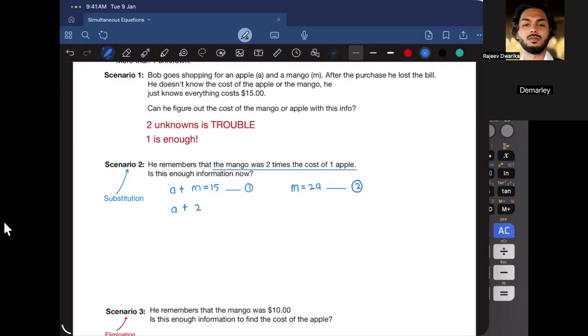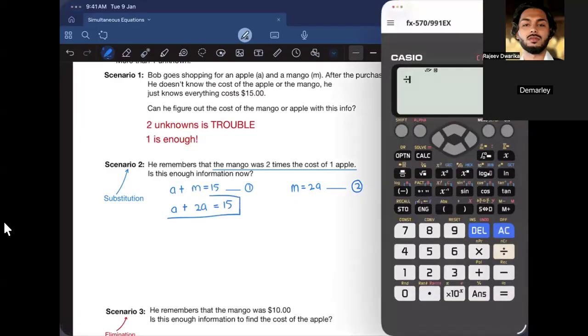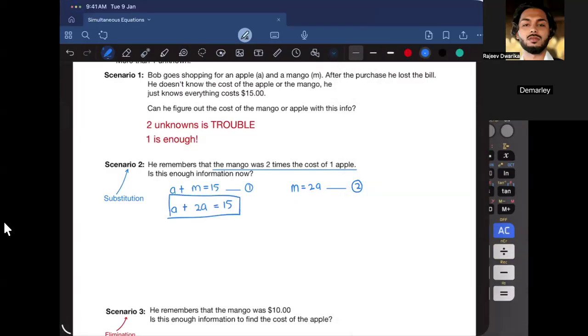2A, right? Yeah, because one mango is also equal to 2 apples. So I made a substitution there. And so this will be equal to 15. And how many unknowns do you see in here now? Tell me, how many unknowns do you see? 1. I see 1. So I could solve for that?